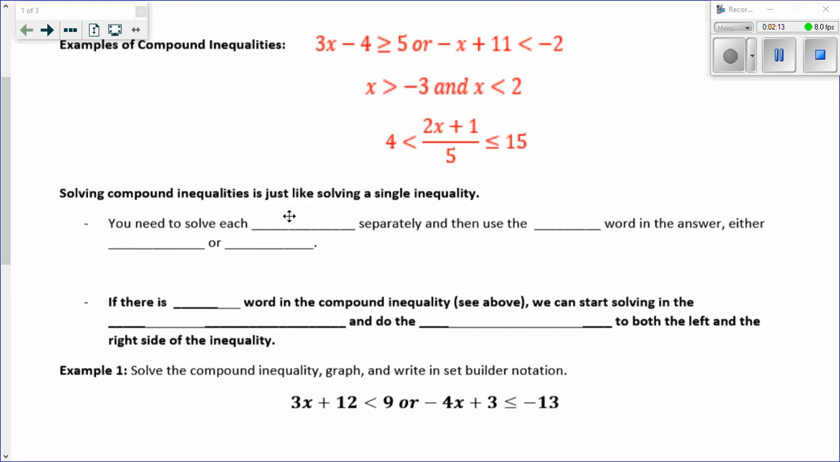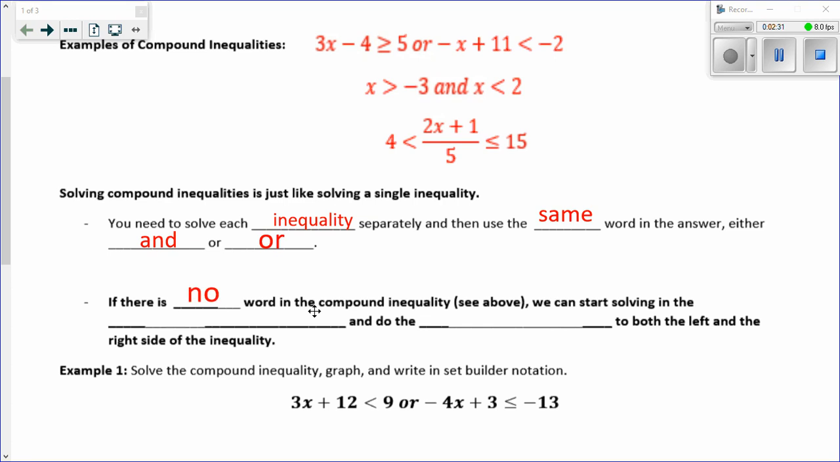You need to solve each inequality separately. Okay? And then you're going to use the same word in your answer. So whatever word it gave you in the problem, like or, and, you're going to rewrite that word in your answer. Okay? Either and or.